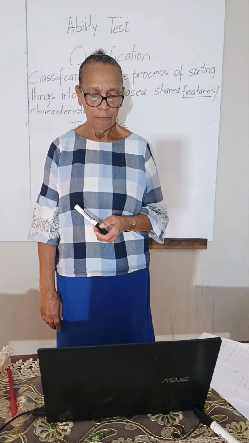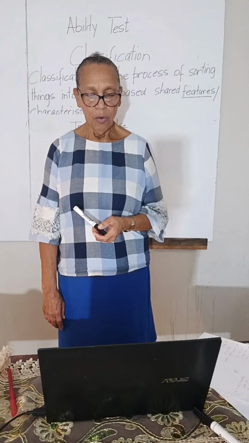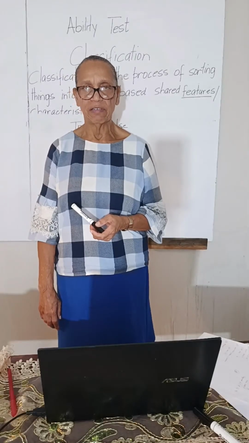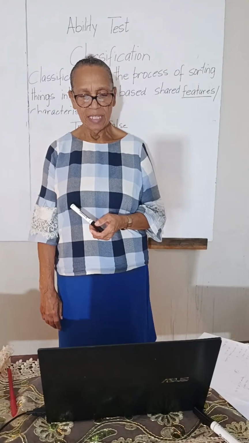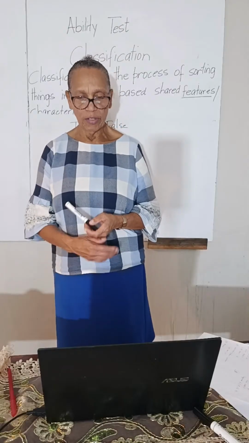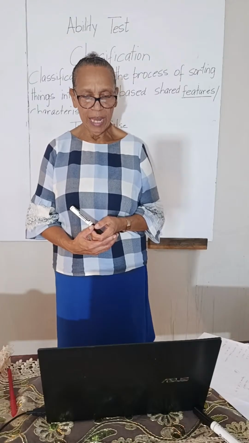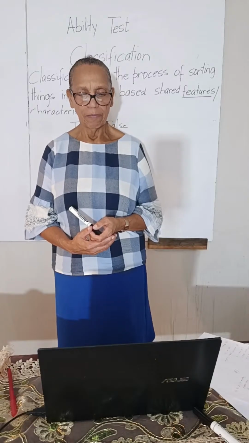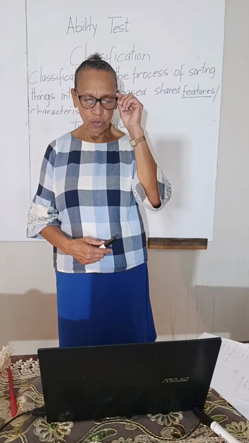Number 4, grass, oak, maple, pine are all types of trees. True or false? Number 5, a table has 4 legs and is used for sitting. True or false?